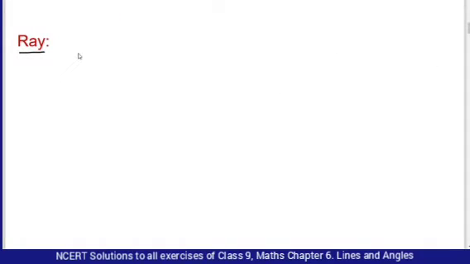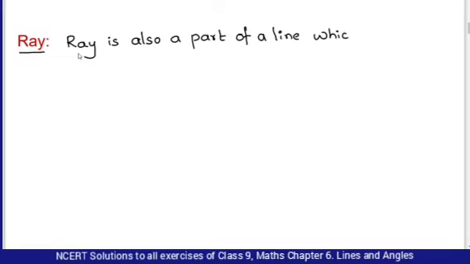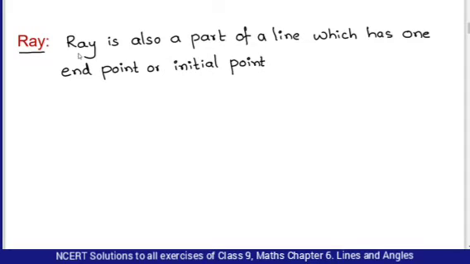What is a ray? Ray is also a part of a line which has one end point or initial point and other end moves endlessly in one direction.